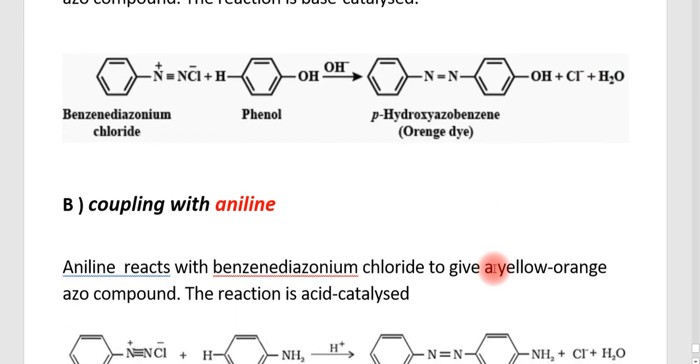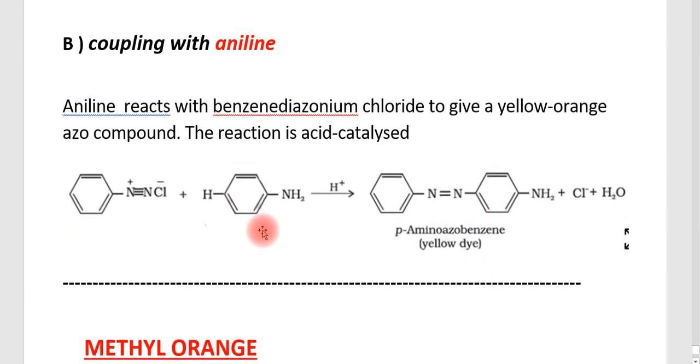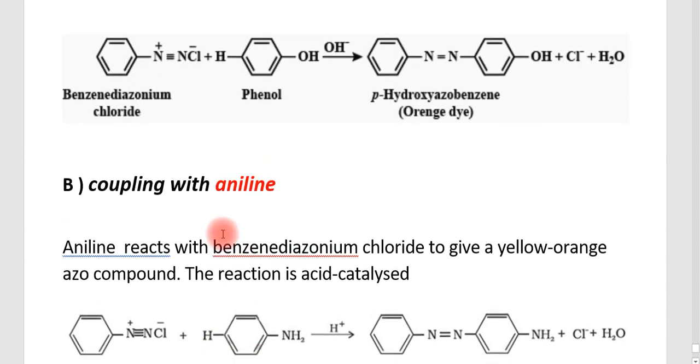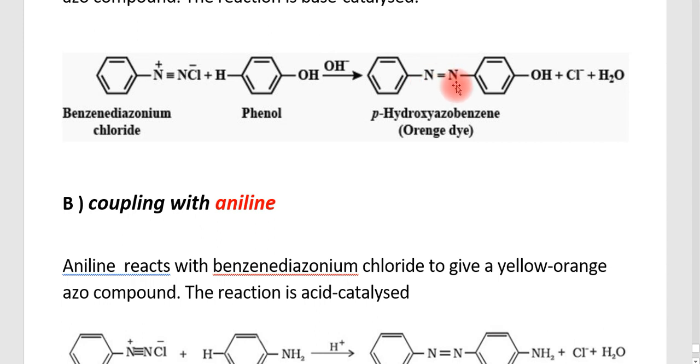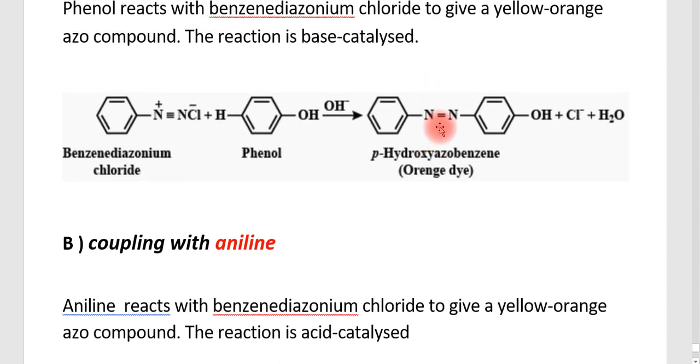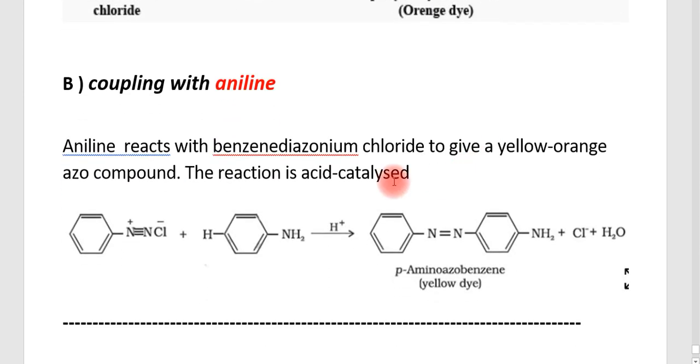What happens if this benzene diazonium chloride is treated with aniline? Aniline means C6H5NH2. Here also the coupling reaction takes place. You can see here the bond, that is N double bond N. The two benzene rings are connected with a bond, N double bond N. And if the benzene diazonium chloride is treated with aniline in the presence of acid catalysis, definitely it forms para-aminoazobenzene, a yellow dye, plus Cl minus plus H2O.